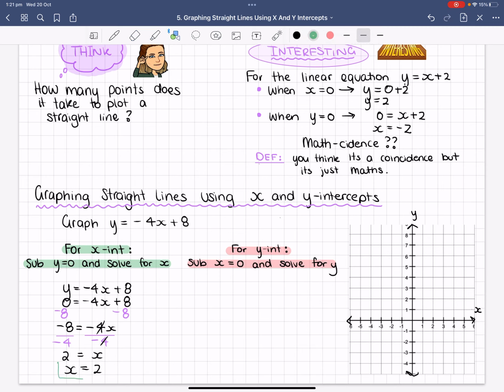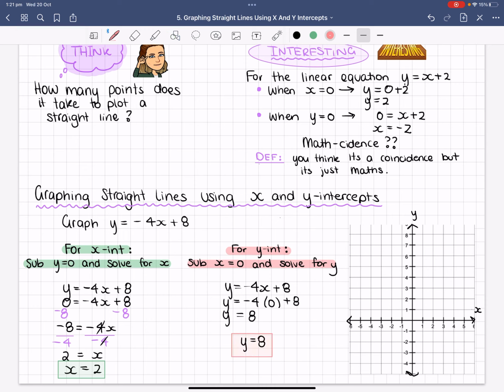Okay, so that is our x-intercept. We know it's going to cut through at x equals 2. For our y-intercept, we sub x equals 0. So in our equation, y equals negative 4x plus 8, we're going to sub x equal to 0, and we're left with y is equal to 8. And that means at the point y equals 8, that's going to be our y-intercept.